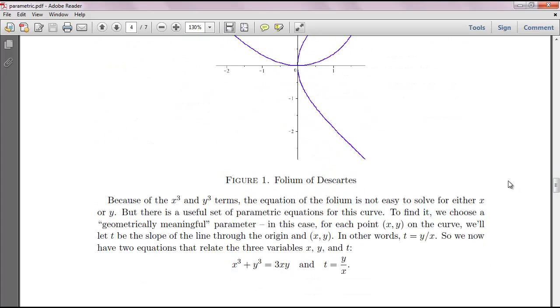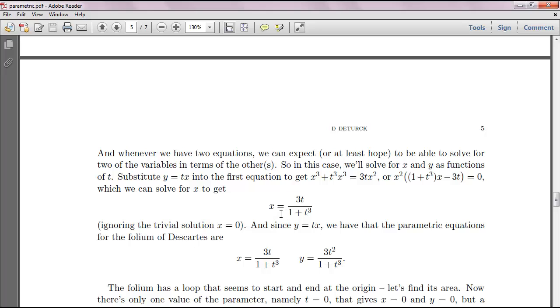Folium of Descartes. What they did was, they say here, because of the x cubed and y cubed terms, the equation of the folium is not easy to solve for either x or y, but there is a useful set of parametric equations for this curve, and to find this, we choose a geometrically meaningful parameter. In this case, for each point x, y on the curve, we let t be the slope of the line through the origin to the point x, y. So they define t equal to y over x as a new variable, and they solve for x in terms of t and y in terms of t. So now we get x and y points, and this we can plot.